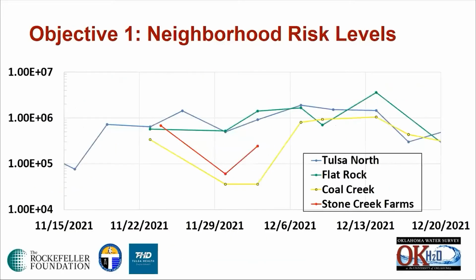And so we went and looked, sampling these locations, and you'll see there the neighborhood, the broader neighborhood, that part of town, Tulsa North, is in the blue. Flat Rock, which was showing green, actually matched the neighborhood sampling pretty well. But it also had the highest poverty rate, probably the lowest testing rate, but did show the highest concentration in wastewater, whereas Coal Creek during part of this time was actually our lowest concentrations in wastewater, and Stone Creek Farms, which we weren't able to sample for the entire time, was also relatively lower.